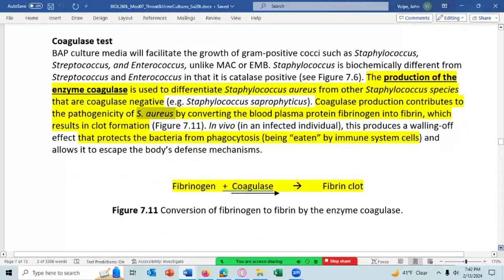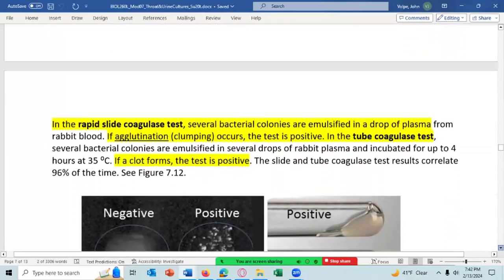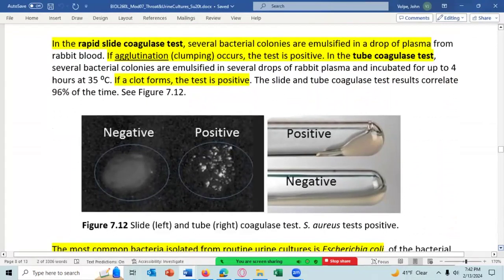You can perform the coagulase test in a test tube, the tube coagulase test. If the bacteria produce coagulase, you will get the plasma to clot, and then you put the tube on its side and the clot can be seen there. If the bacteria are coagulase negative, the plasma will not clot and it will remain a liquid, which is shown here by the coagulase negative tube.